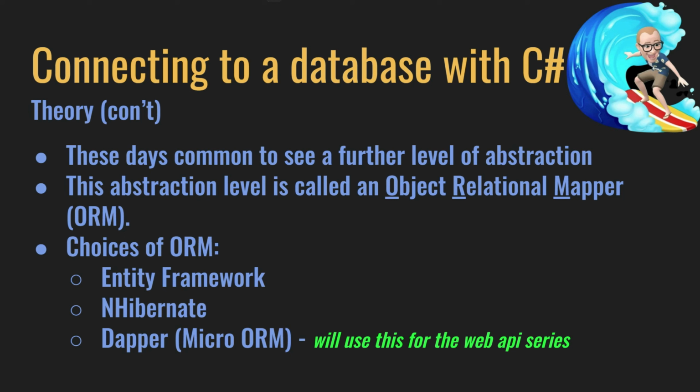There is a lot more information to learn about object relational mappers, but to stick to the goal of getting a web API that uses the database, we are going to use an object relational mapper. So I thought it would be worth mentioning some of the object relational mappers that are available.